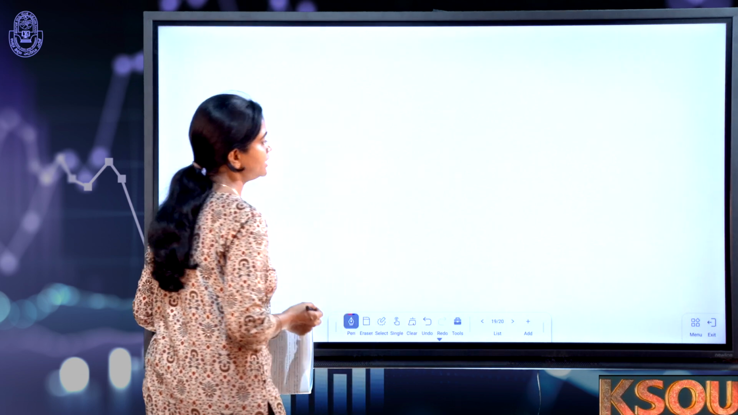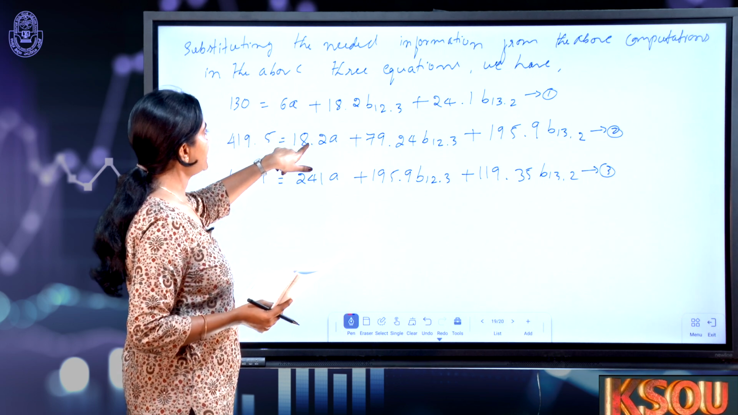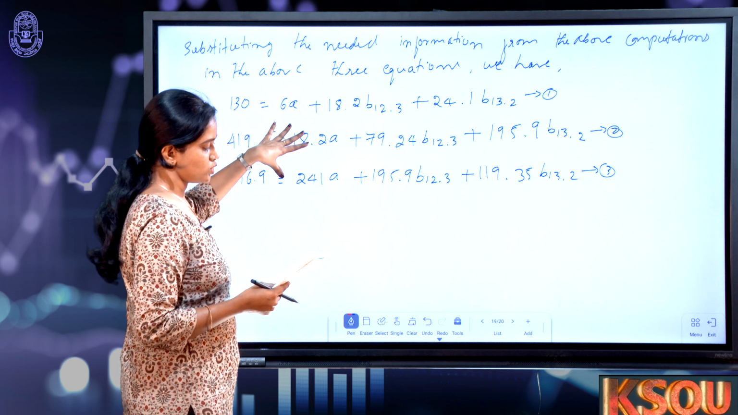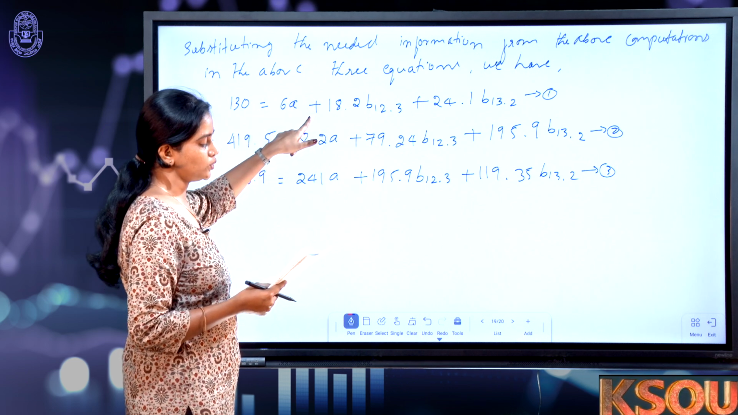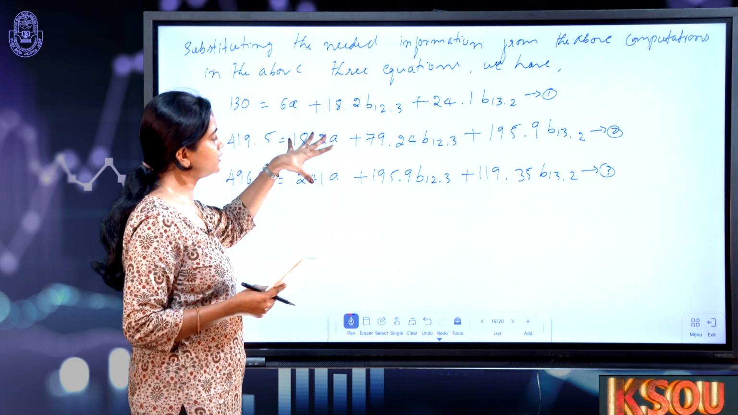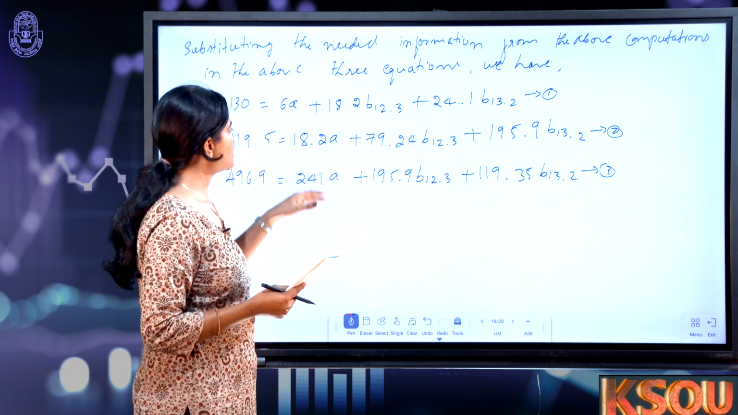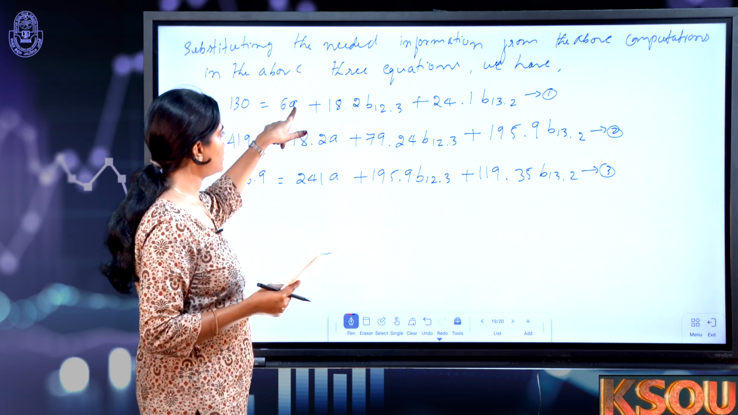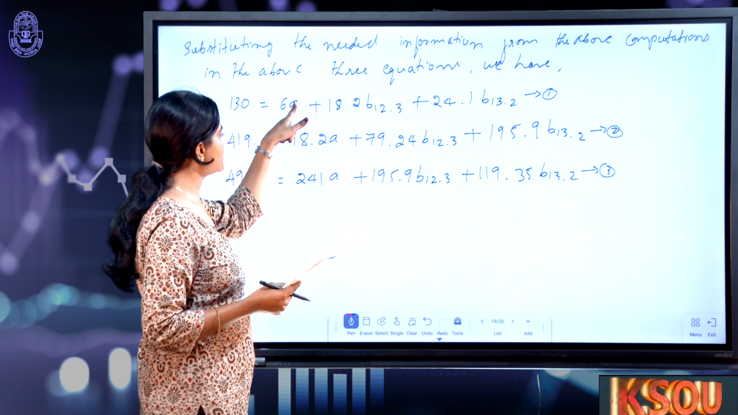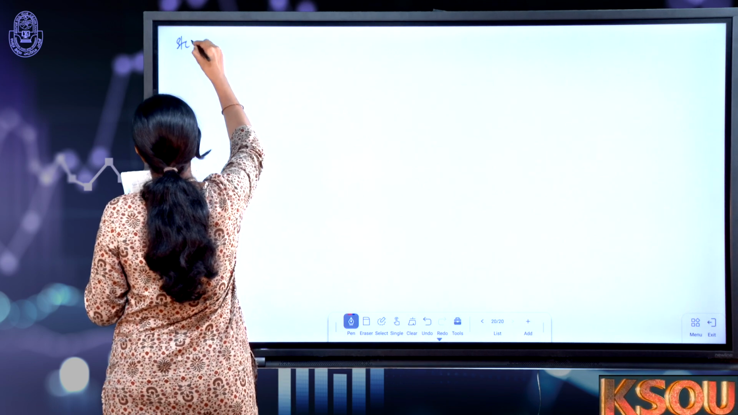So here you will have to equalize two equations. Say here you can see this equation and this equation. Here you have 18.2 and here you have 6a. So in order to equalize these two, you can multiply equation 1 by 18.2 and equation 2 by 6, so that you can cancel a here. Then you can obtain only b12.3 and b13.2. So that is step 1.